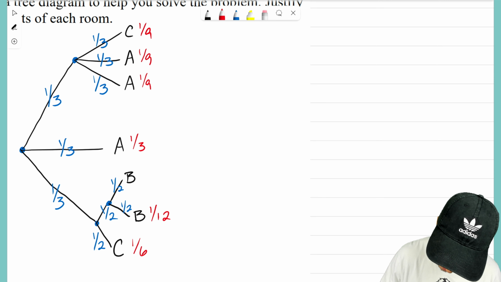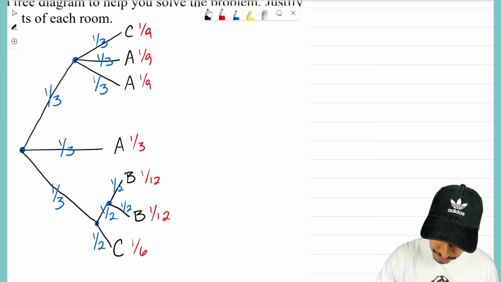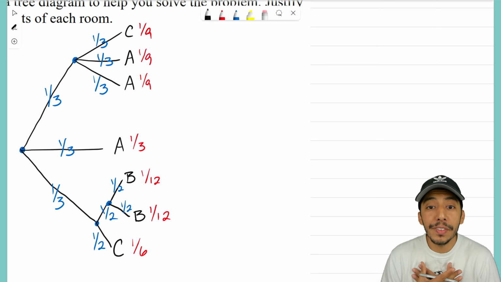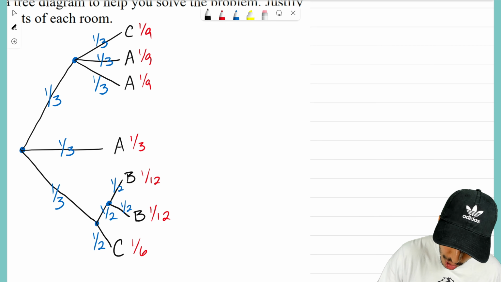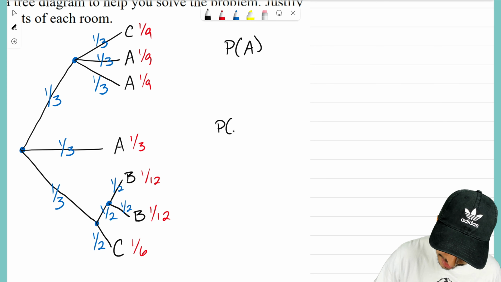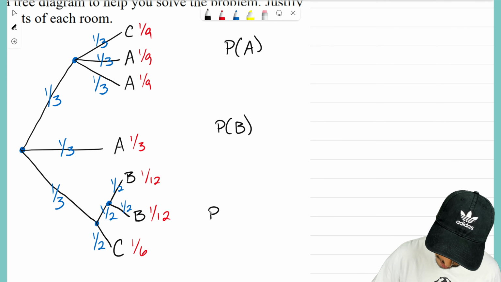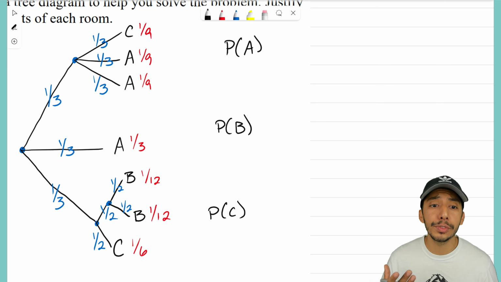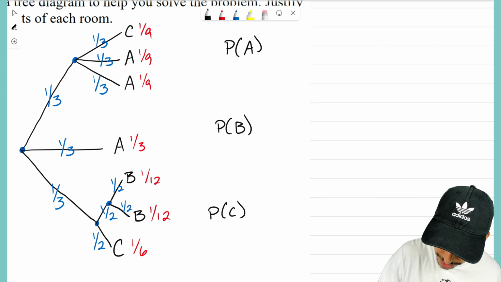I'm going to erase my work so I have some room to show my other work. Now, are we done with this question? Not at all. We still haven't answered the question. The question said, what's the probability of him getting into room A? What's the probability of him getting into room B? And then what's the probability of him getting into room C? In order to figure that out, we got to add up all the fractions for every single room. So let's go ahead and do that.